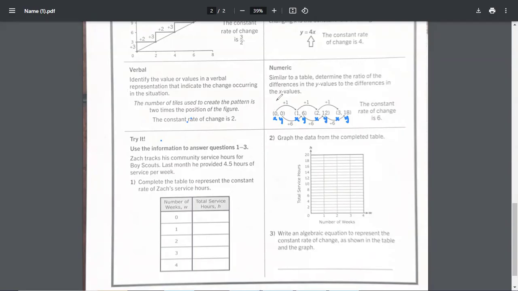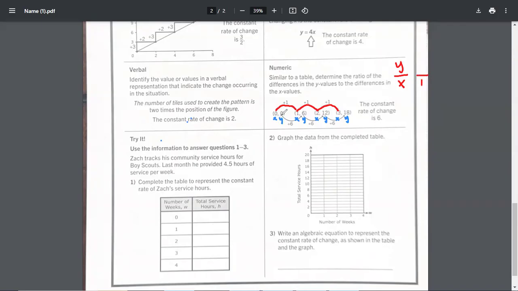As you can see on the top, every X right here increases by 1. From 0 to 1, I increase by 1. From 1 to 2, I increase by 1. From 2 to 3, I increase by 1. Remember, we write these as Y over X. So since my first letter is my X, I know my bottom number should be a 1.